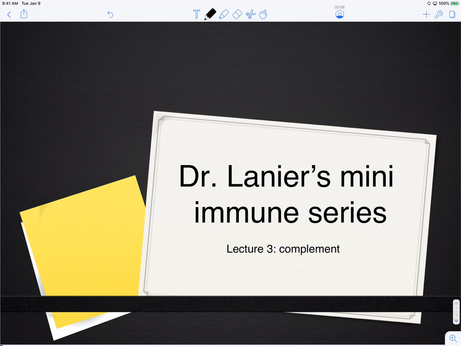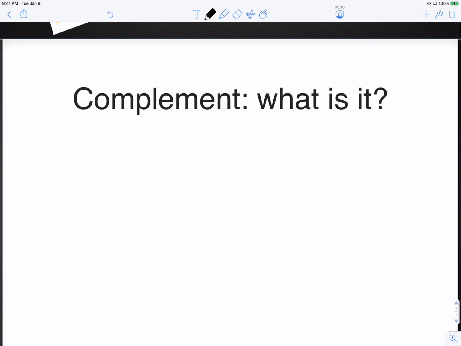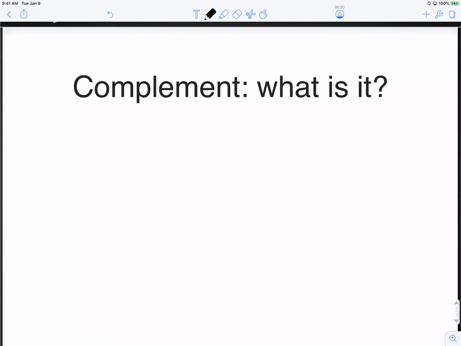Okay, so for my mini immune series, this is lecture 3. In lecture 3, I'm going to be talking briefly about complement. So first off, we have to ask the question, what is complement? Complement are a series of proteins that are made by your liver.